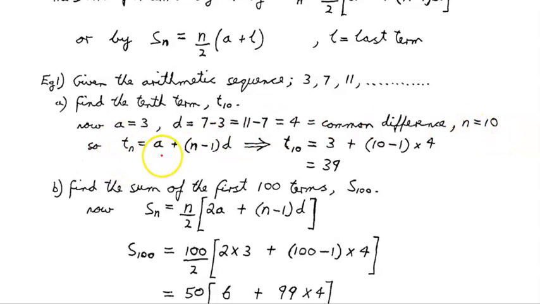We want the 10th term, so n is 10. We use Tn is A plus n minus 1 times D. So T10 will be 3, the first term, plus 10 minus 1 times 4, the common difference. Altogether, 4 nines are 36, and 3 gives us 39.